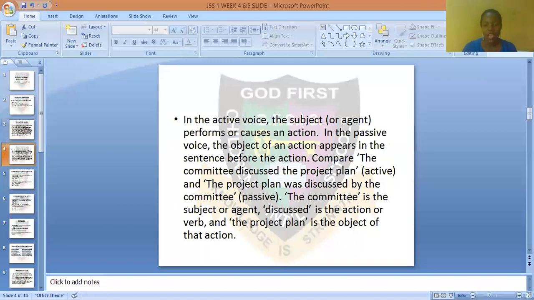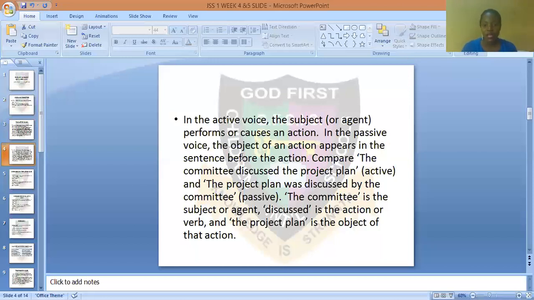I remember when I treated the topic on identifying the active voice, I said there are three steps to be considered. The first step is the subject. The second step, the verb. And the third step is whether the subject is the performer of an action.